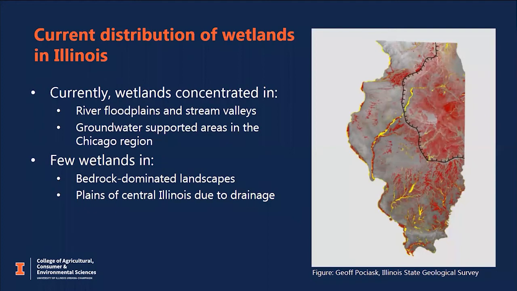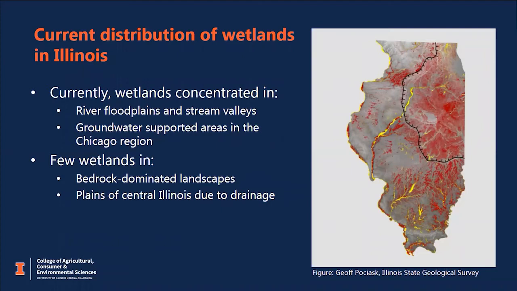In yellow here on this map shows the current distribution of wetlands in the state based on data from the National Wetlands Inventory. And you'll notice in this map in yellow, the wetlands tend to be concentrated in river floodplains and stream valleys. There are also large concentrations of wetlands in groundwater supported areas in the Chicago region, particularly in the north of Chicago in Lake and McHenry counties, where there are a lot of extensive lakes and marshes.